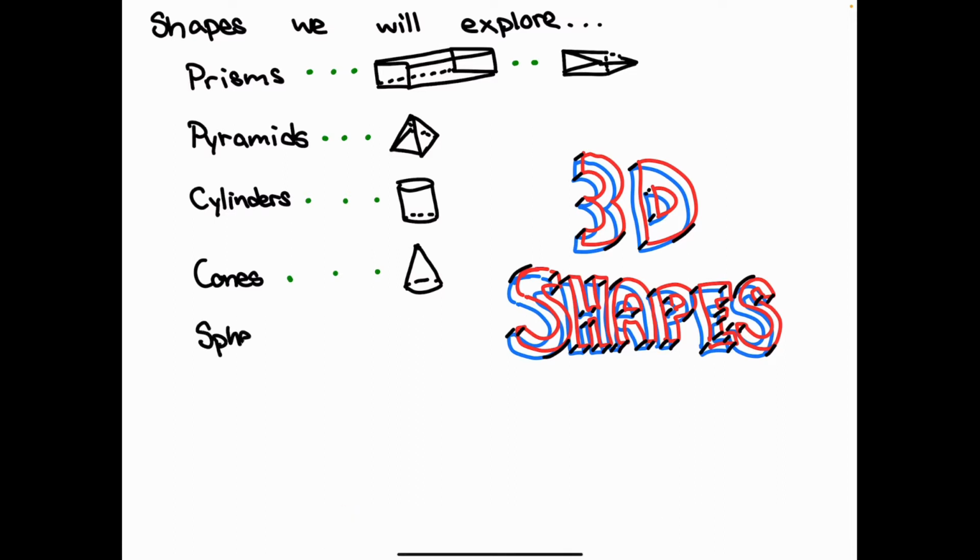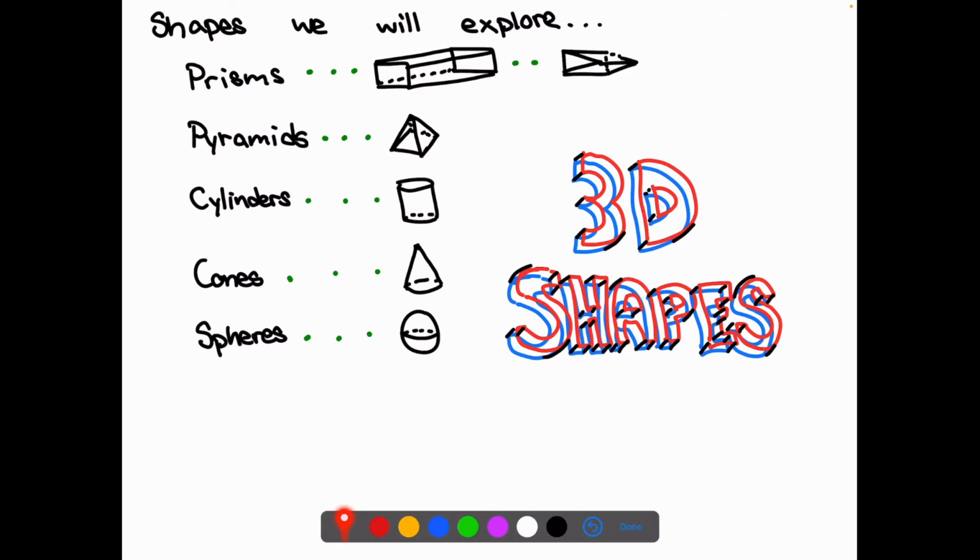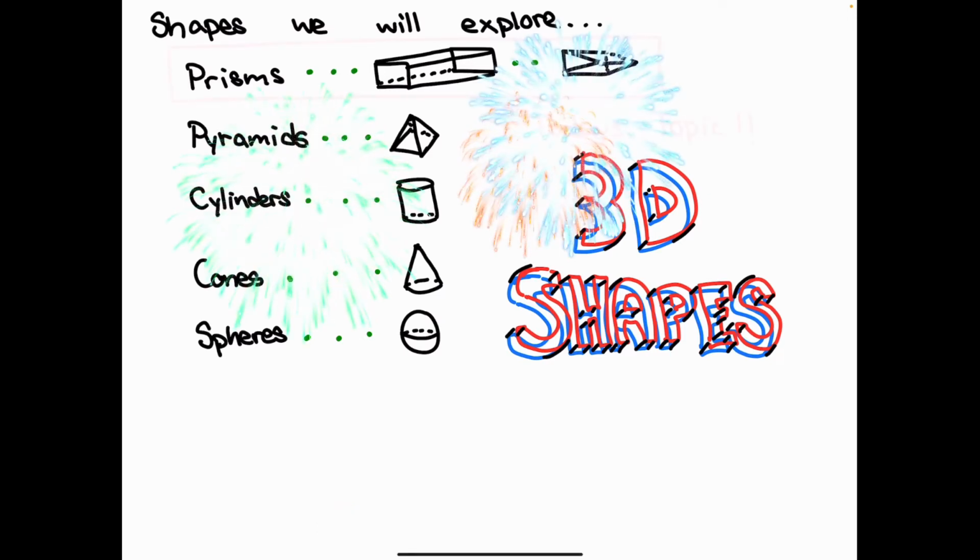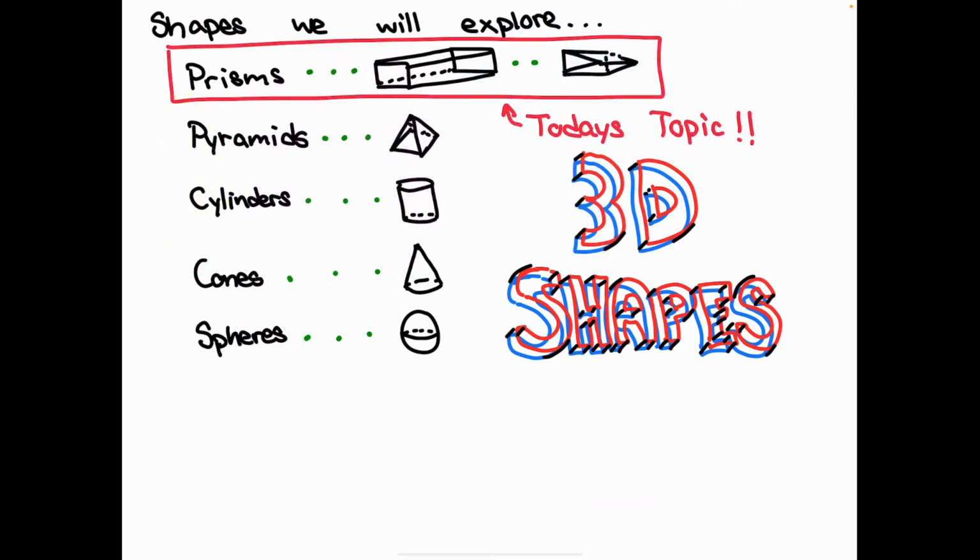From there, we'll cover spheres at the very end. Spheres are just circles, but they're like balls. So it's a three-dimensional circle. And again, today, our main focus is on prisms. So that's what we're going to go ahead and focus in on now.